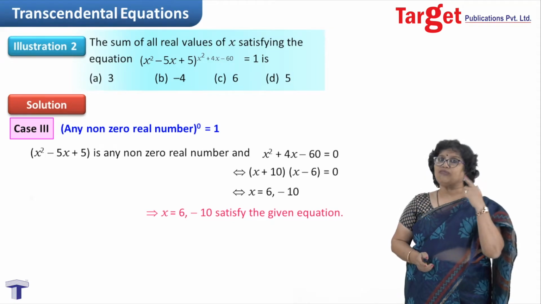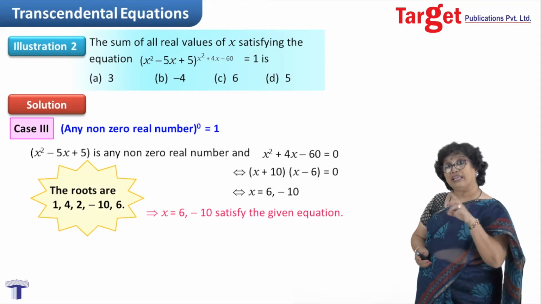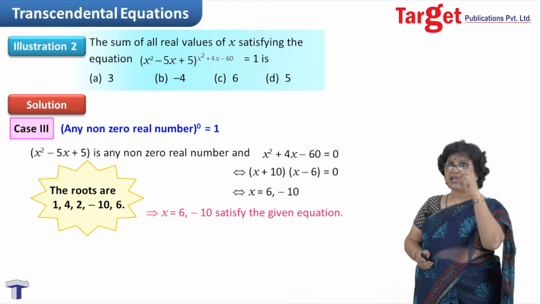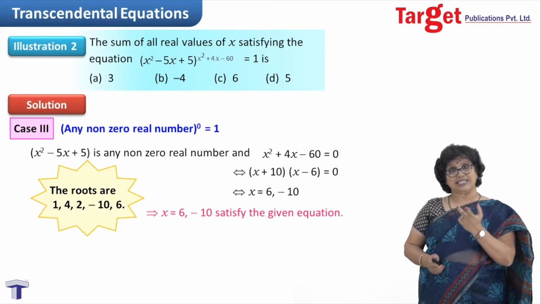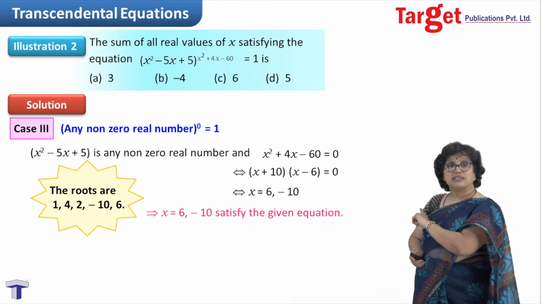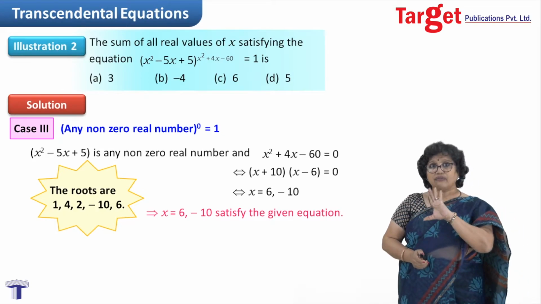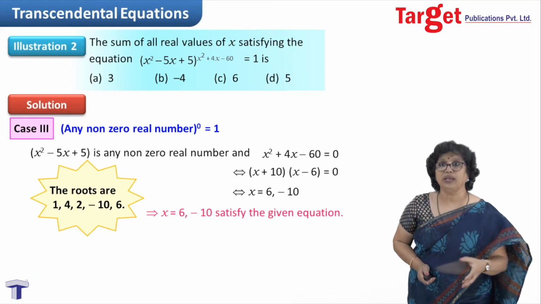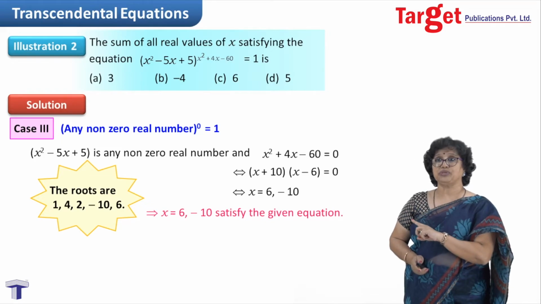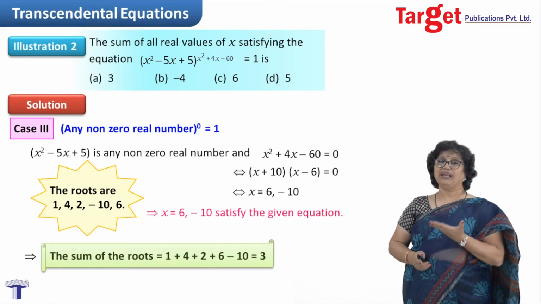So in all, which values of x have we found? x equal to 1 and 4 from the first case. Then we found x equal to 2 from the second case. And the third case gives me x equal to 6 and x equal to minus 10. These are the 5 values of x which we have found. And we wanted the sum of the roots. So the sum of the roots is nothing but 3.